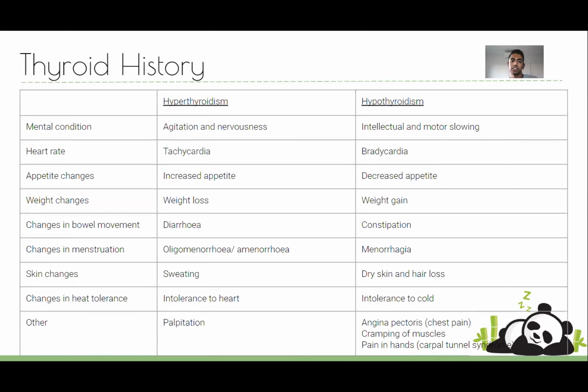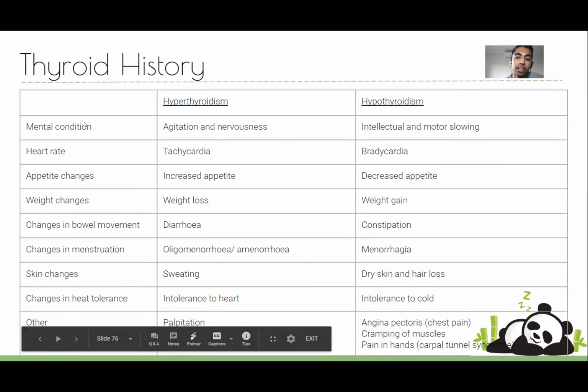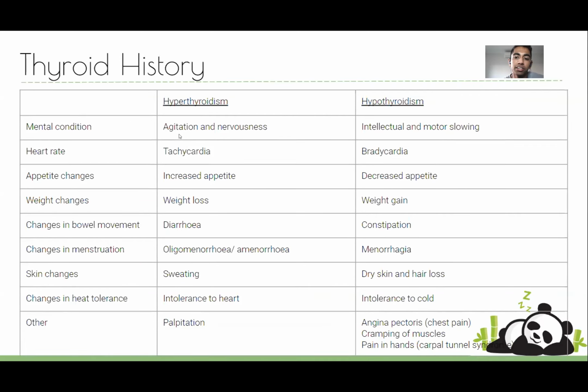Okay, so now we're on to thyroid exam and thyroid history. A lot of these symptoms we talked about before, but I think a good way to think about it is going from head to toe. So I start again with mental state. In hyperthyroidism, you're going to be agitated, whereas in hypothyroidism, they're going to be slowed.